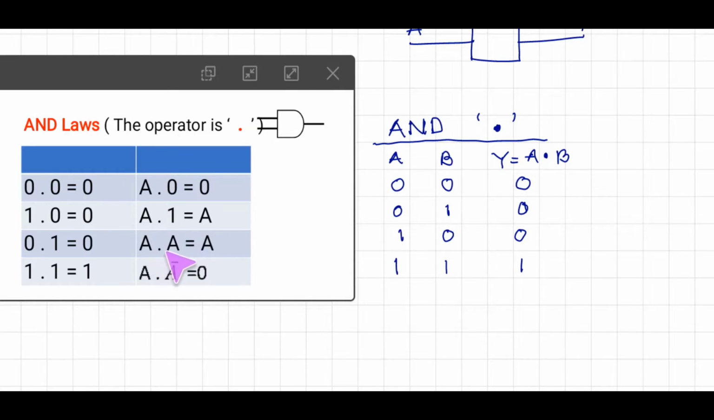Similarly, A and A is always equal to A, and A and complement of A is 0. Suppose A is 1, obviously A complement is 0, and 0 into 1 is 0. Suppose A is 0, then A complement is 1, and 1 into 0 is 0. So these are the AND laws we are going to consider for understanding Boolean algebra.